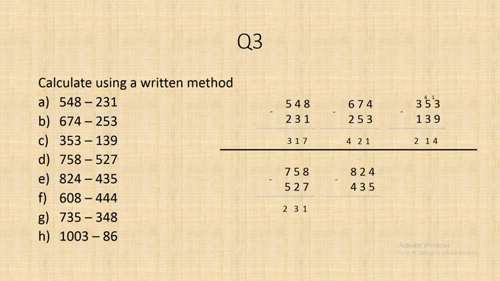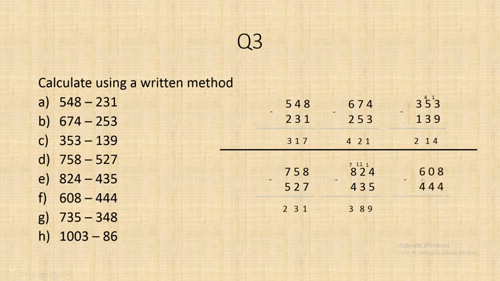Okay. 824 minus 435. Again, 4 minus 5. I can't do that. So I have to borrow from next door, which is 2 here. If I borrow from the 2, it's going to be 1. And this 4 is going to be 14. So 14 minus 5 equals 9. And again, 1 minus 3, it can't be. So I have to borrow from next door. So this 8 is going to be 7. And this 1 is going to be 11. So 11 minus 3 equals 8. And 7 minus 4 equals 3. So the answer is 389.